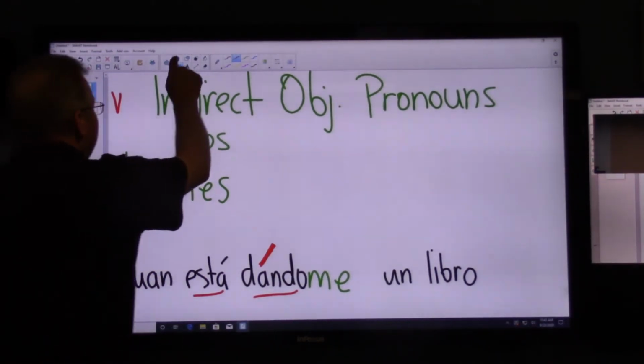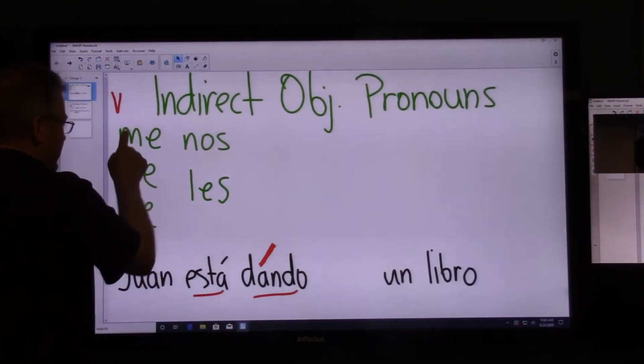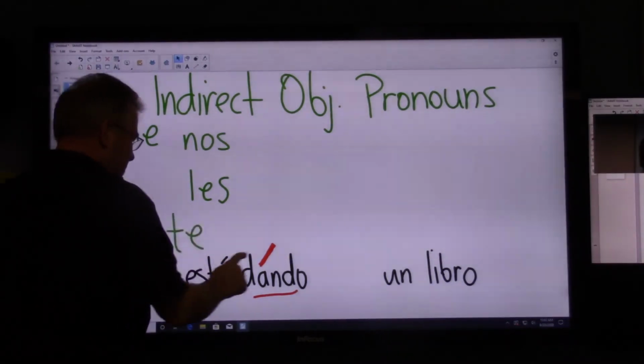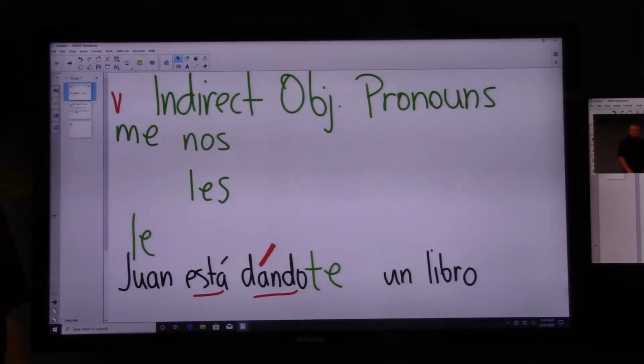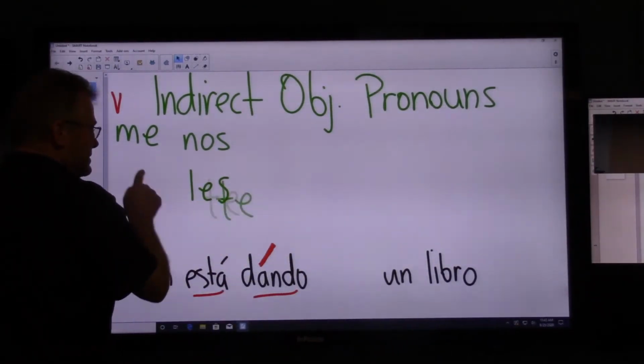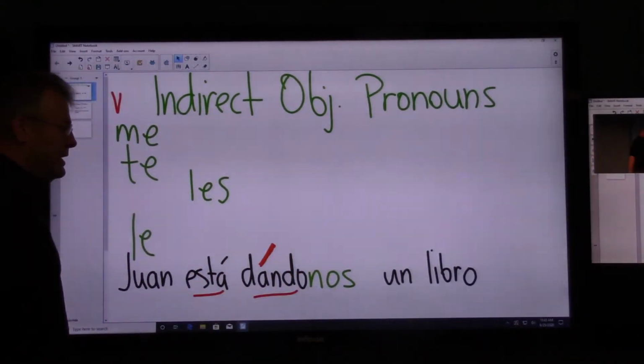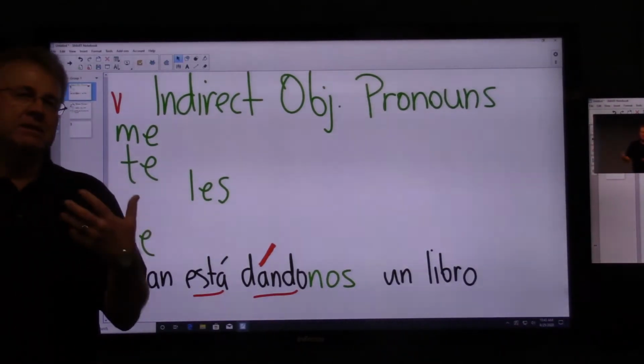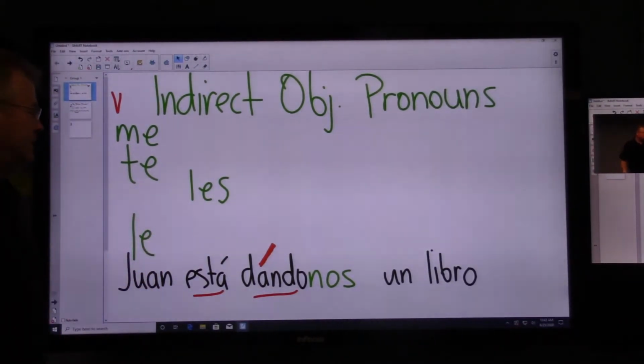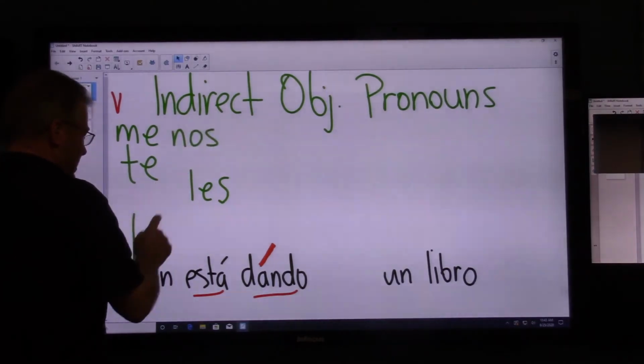Okay? And again, I can swap these out. If I were to say, Juan está dándote un libro. Now to whom is he giving the book? Giving it to you, right? Juan está dándonos un libro. Now to whom is he giving the book? Giving it to us. So I can manipulate these object pronouns the same way.